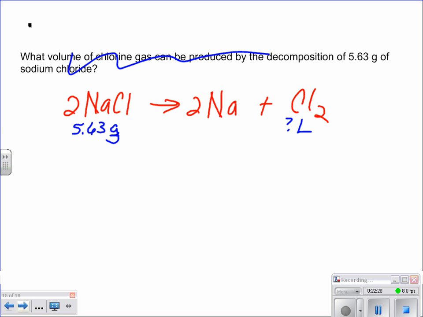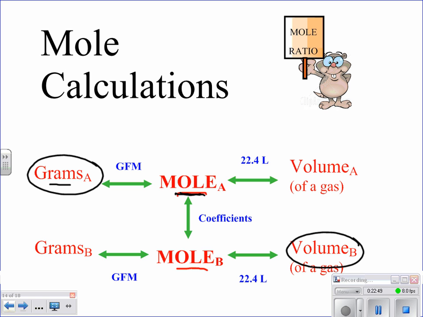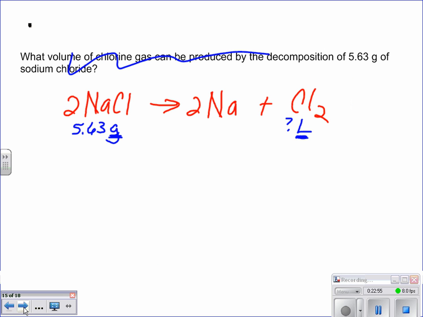So if I'm going from grams of one substance to liters of a different substance, let's go back and look at our mole map. Think about that pathway, that train of thought that you have to take. You're going to go from grams of one thing to moles of that one thing, moles of one thing to moles of a different thing, then moles to volume in that last step.